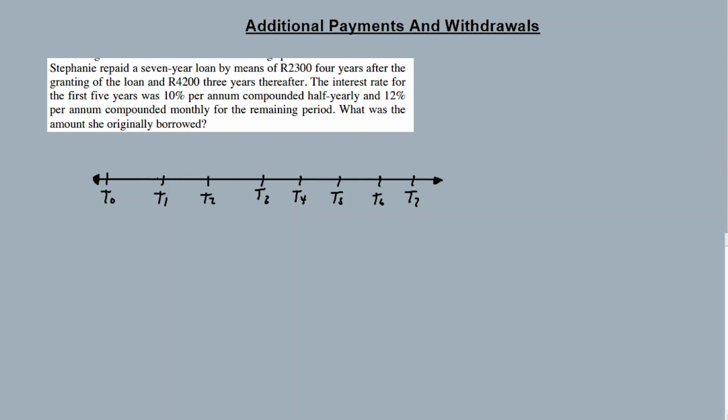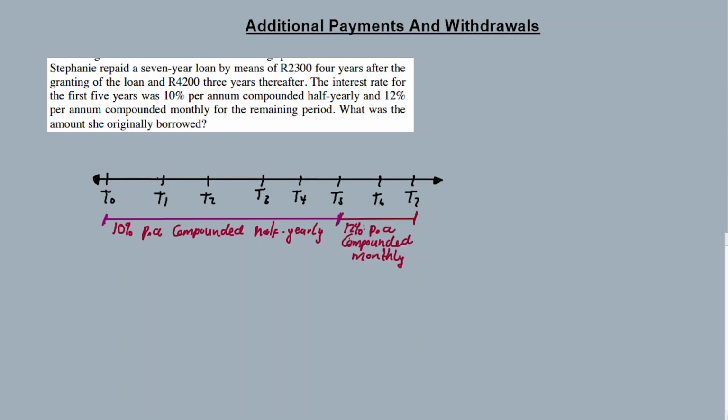Alright, let's track down our interest rates. We can see that it was 10% half yearly for the first 5 years, and then for the remaining period it was 12%. We are calculating P this time, the originally borrowed amount.